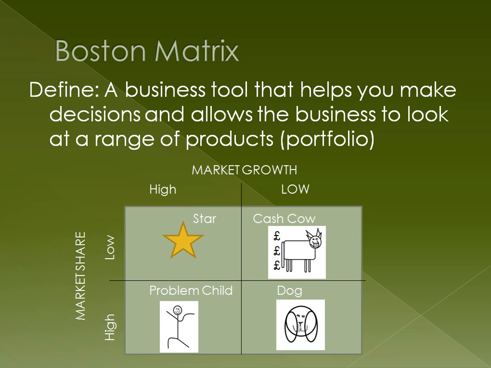So stars have a high share and a high market growth. Problem children, also known as question marks, have low share and a high market growth. Cash cows have a large share of a slow growing or static market, and dogs have a low share of a low growth market. When you're drawing the diagram, you've got to make it right because, just as you see here, I've made a mistake which I'm going to correct. Make sure market growth is at the top and market share is at the side.